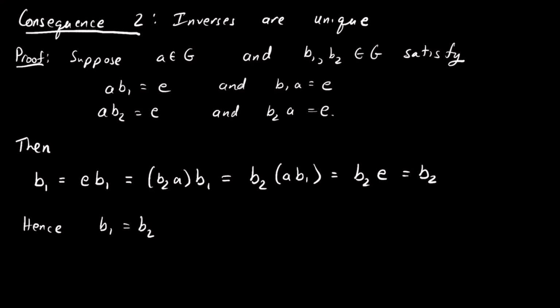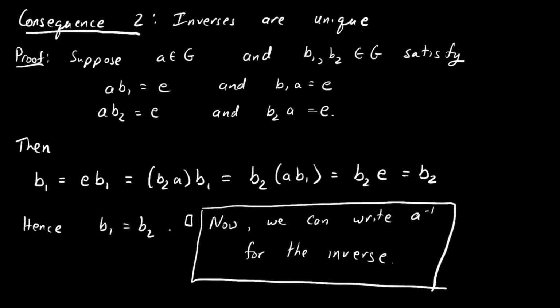Okay, so this is kind of nice because now, so I'll put a little box here to end the proof, but now we can just write A inverse for the inverse of A, since we proved that there's only one inverse for any element. So we can call this element now A inverse.